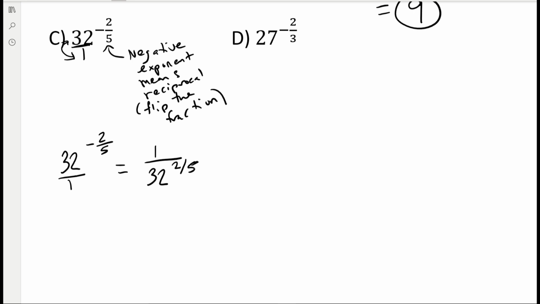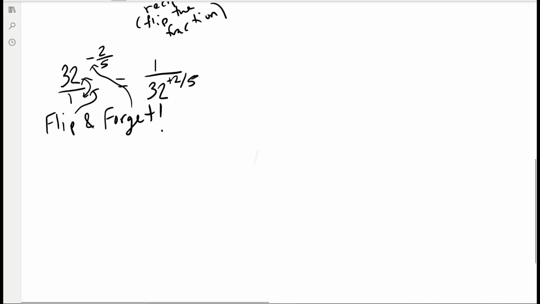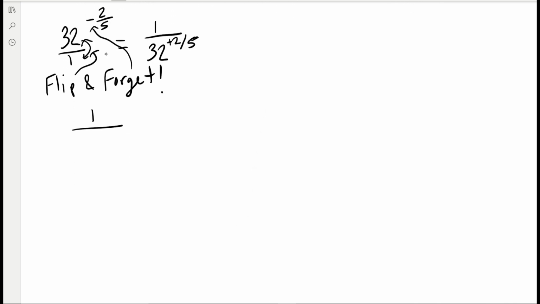So what I do is I call this the flip and forget method. Flip and forget, which means you flip the fraction, right? So you do the flipperoo, and then you forget the sign. So you notice that we forget the sign. Since we forgot the sign, now it's going to be a positive 2/5, right? So it's no longer going to be negative. So flip and forget is what I call it. All right, so now we know that is 1 over 32 to the 2/5 power. Let's go ahead and focus on that.